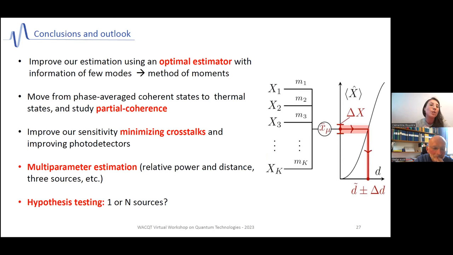would like to explore, for example, improving the estimation using an optimal estimator, minimizing the noise of the detectors, and minimizing also the crosstalks that are also limiting the sensitivity. We would also like to study what's happening when we have partial coherence between the two sources, look at multi-parameter estimation, for example, estimating the separation as well as the relative power, or also adding more sources. And also, we would like to look at hypothesis testing problems, like for example, determining if there is only one or n sources in the object plane.